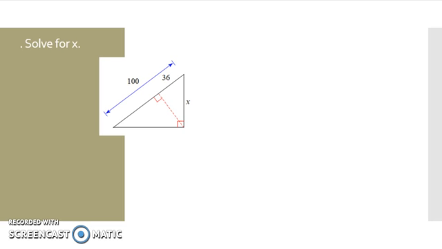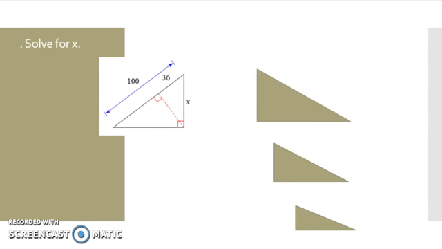Our next one, we always draw the three right triangles, and I always draw them in the exact same pattern. On the big triangle, we have x and 100. On the medium triangle, we could find that length again. 100 minus 36 gives us 64. And on the small triangle, we have 36 and x.